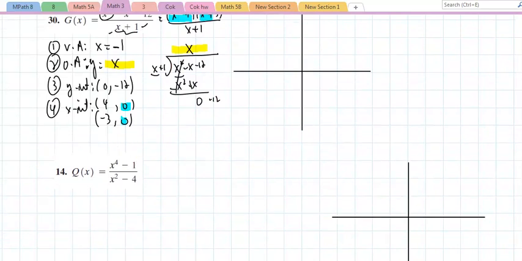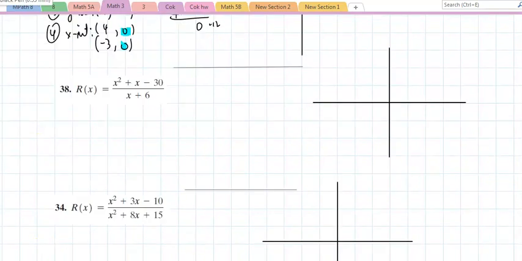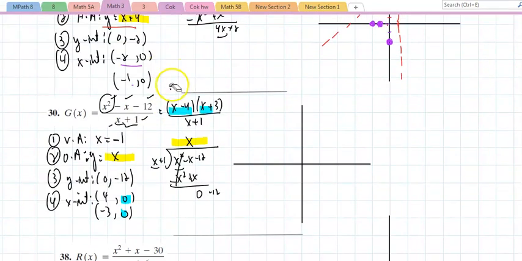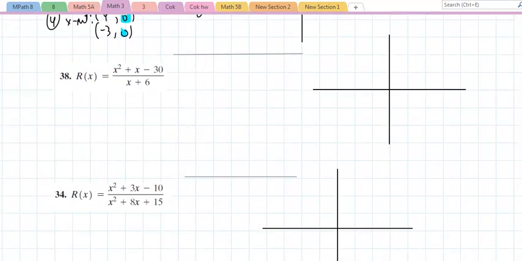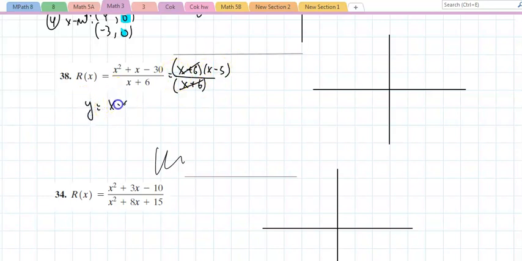Okay. Had to skip a problem. This problem, if I factor the top, wouldn't these two cancel out? Isn't this saying y equal x minus 5? Well, I know how to graph that.